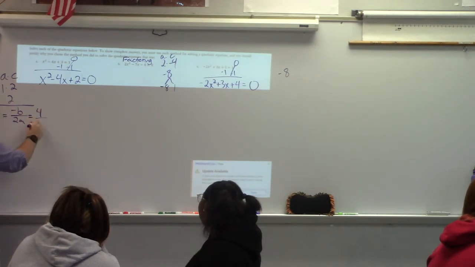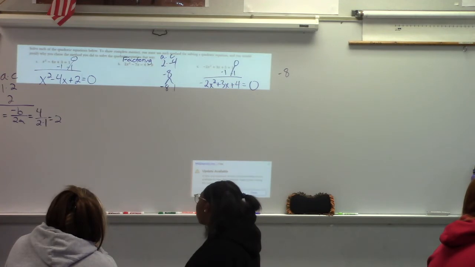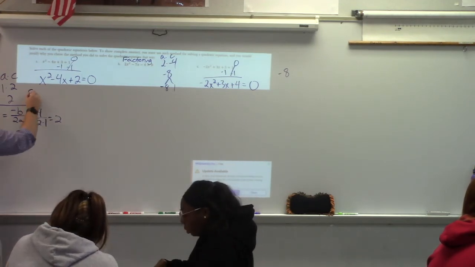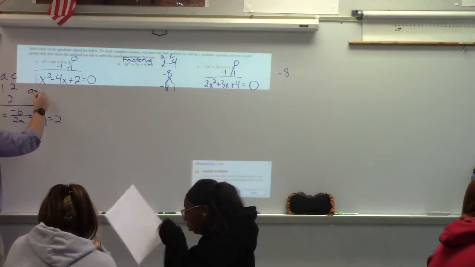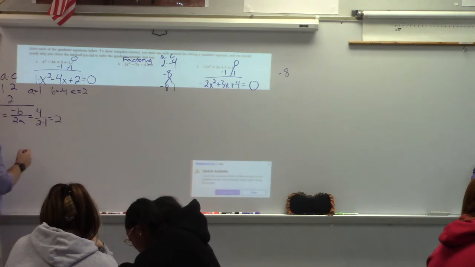Divided by? And ends up equaling 2. One thing I will point out, both for vertex form and for the quadratic formula, it's not a bad idea to identify what A, B, and C are. Helps make sure you don't make mistakes.